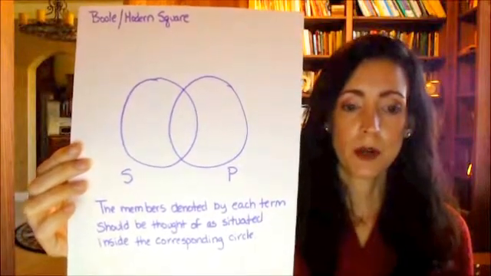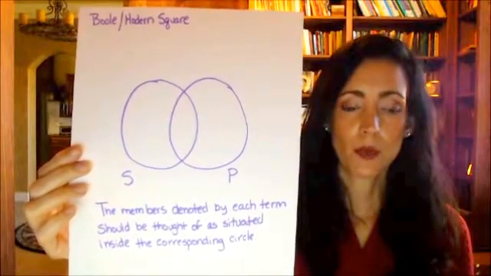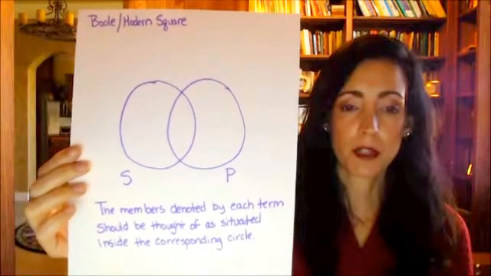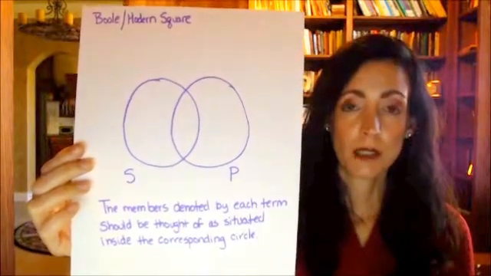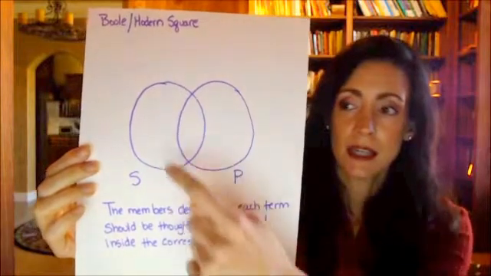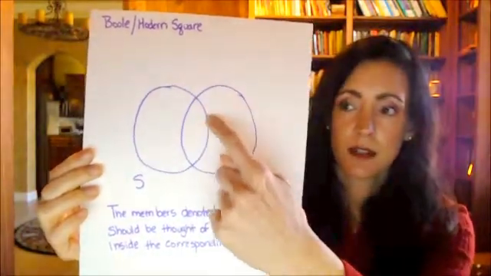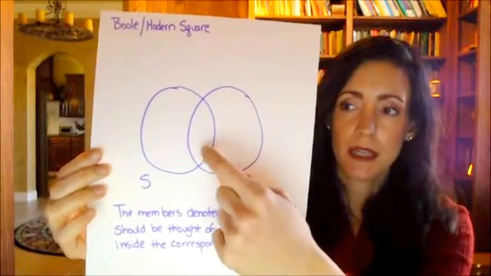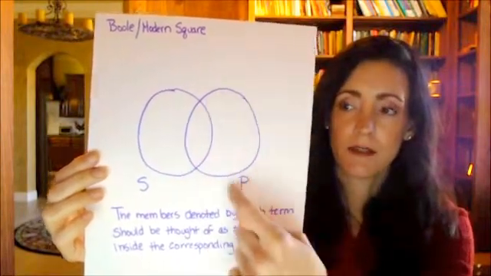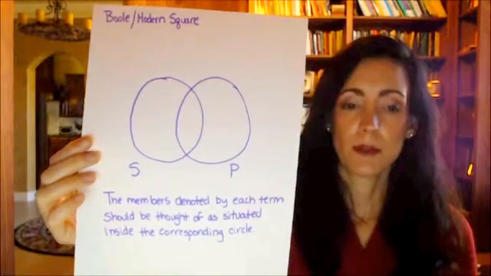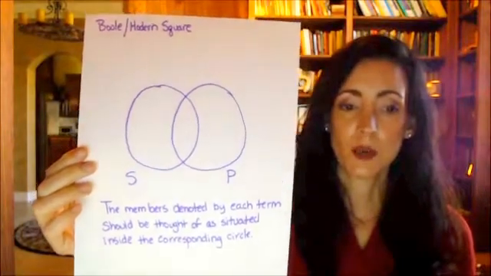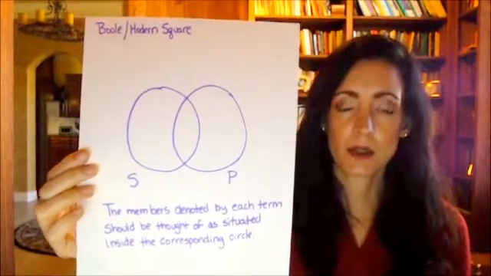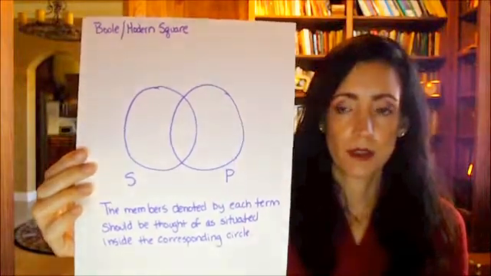The members denoted by each term should be thought of as situated inside the corresponding circle. So when I'm talking about members of S, it's everything inside of this circle, okay? If I'm talking about members of P, it's everything inside of this circle. So the members denoted by each term should be thought of as situated inside the corresponding circle. That's very important. And so here's an illustration of that.